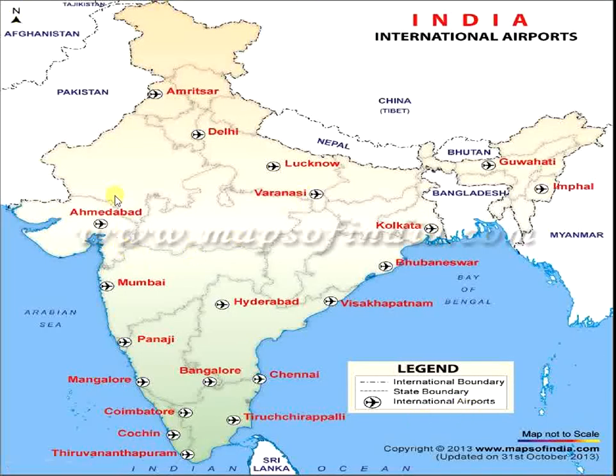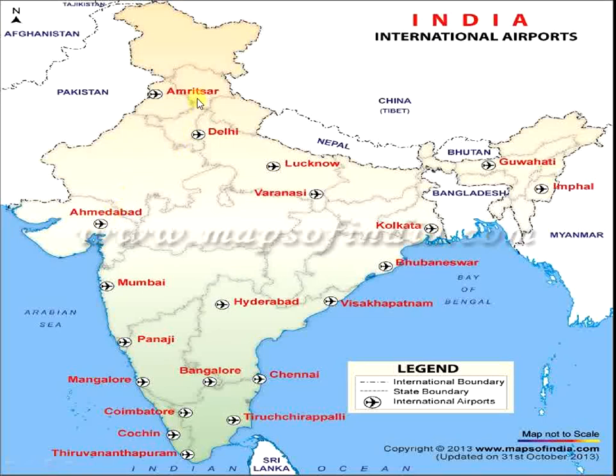And this is the list of international airports in India. The heaviest traffic international airports are Mumbai, Delhi, Bangalore and Chennai. First rank is Mumbai, next Delhi, then Chennai and Bangalore. There are also other international airports available in India.